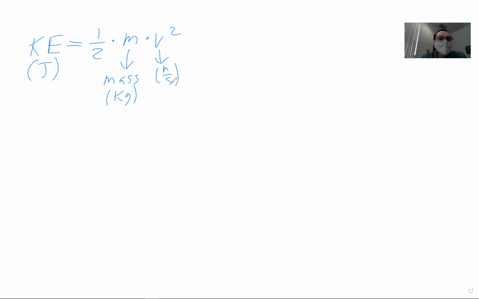So if you do the math on through, 1 joule is equal to a kilogram times a meter squared divided by a second squared. And so the math does check out. And so those are our formulas, right? And so we're going to go ahead and have a little bit of practice putting those formulas into action.